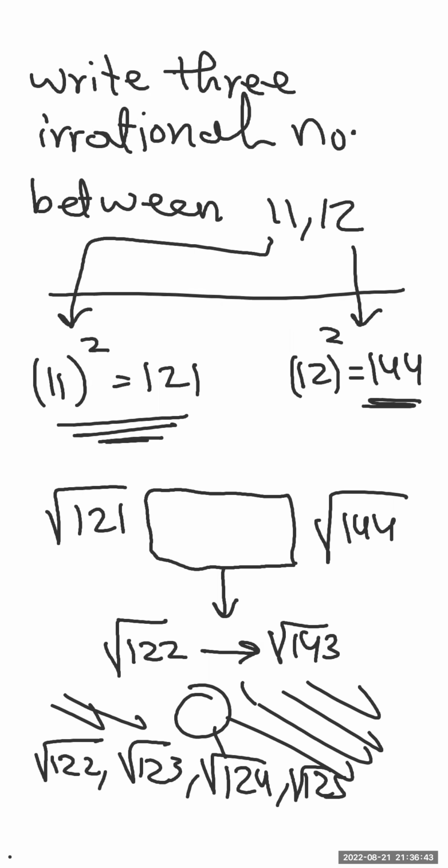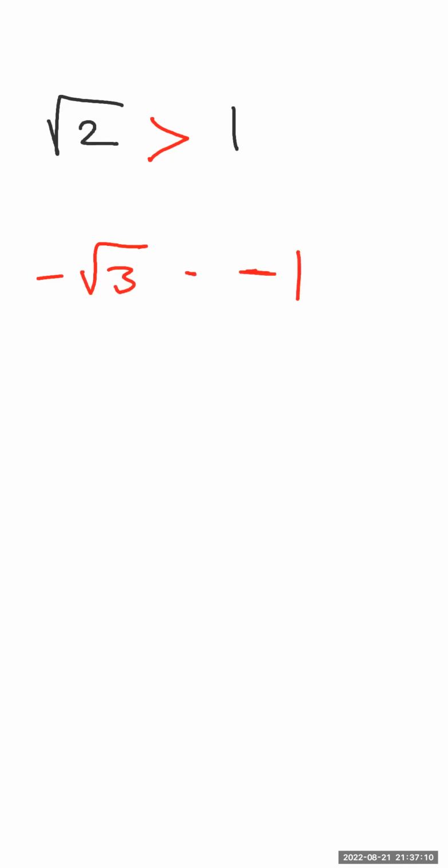Another question is to compare between two numbers. It's very easy. If I want to compare square root of 2 and 1, of course square root of 2 is greater. Because simply, if I check it using the calculator, I will find that it equals 1 point something. So this is the greater. Negative square root of 3 and negative 1. Which one is the greater? The square root of 3 is a positive number, so the greater is the smallest negative value. So negative 1 is the greater.